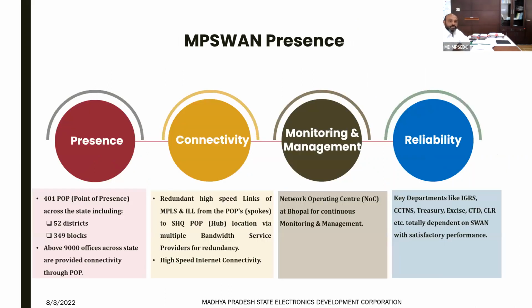Moving on to the SWAN presence, at present we have 401 POPs, points of presence, across the state, which cover all the districts. Those are 52 districts of the state, 349 blocks, and 9,000 offices, as I mentioned on the previous slide. All the connectivity which we have provided from the POPs, those aggregation points, to the SDC is redundant and highly available. We have also provided high-speed internet connectivity in a secure form to all of our government offices which are using the SWAN services.